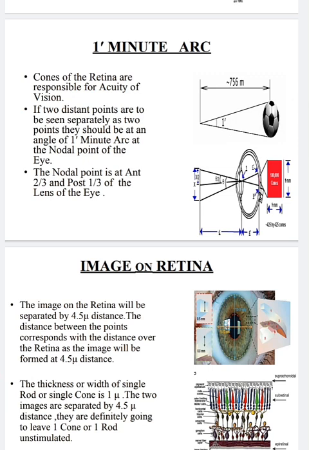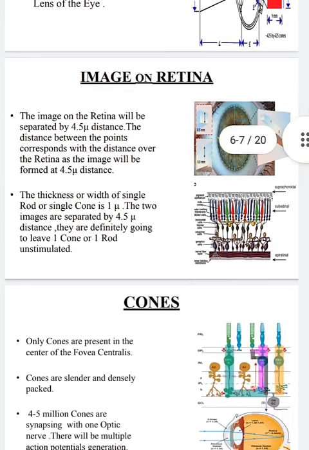The distance between the points corresponds with the distance over the retina, as the image will be formed at a 4.5 micron distance. The thickness or width of a single rod and single cone is 1 micron. The two images are separated by a 4.5 micron distance, so they are definitely going to leave one cone or one rod unstimulated.